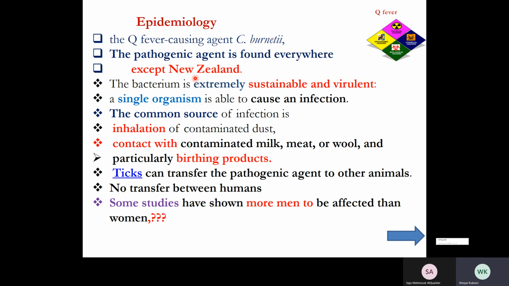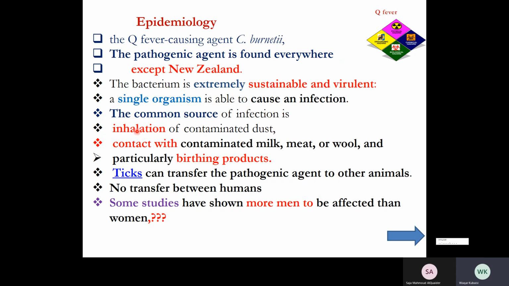The bacteria is extremely resistant and virulent. Resistant means it stays alive outside the body. And it is virulent, as we mentioned: just one spore will give infection. A single organism is able to cause infection. One spore is enough.